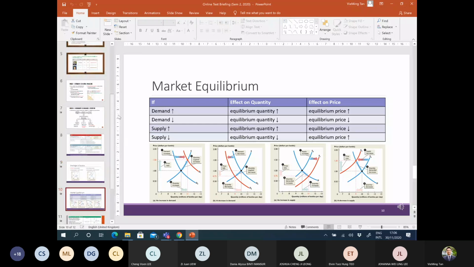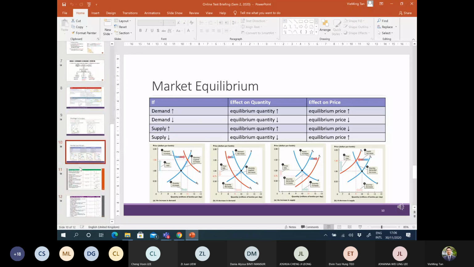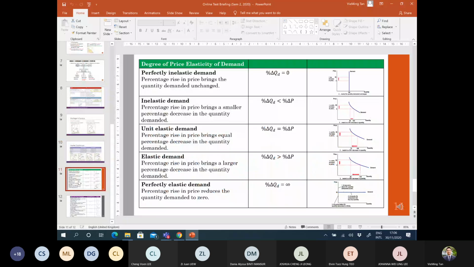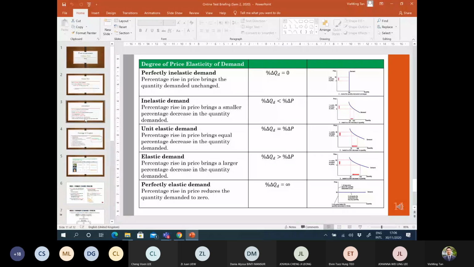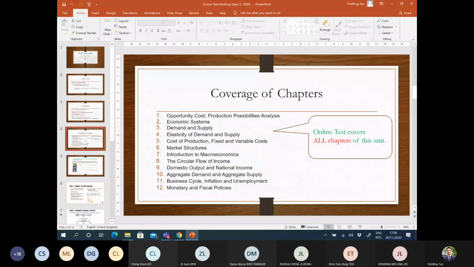So that will be for chapter 3. Chapter 4 is on the equilibrium. Chapter 4 is about the price elasticity of demand and supply. Okay, then the next chapter is about the production cost. Okay, we have fixed cost, variable cost, and also the short run and long run.